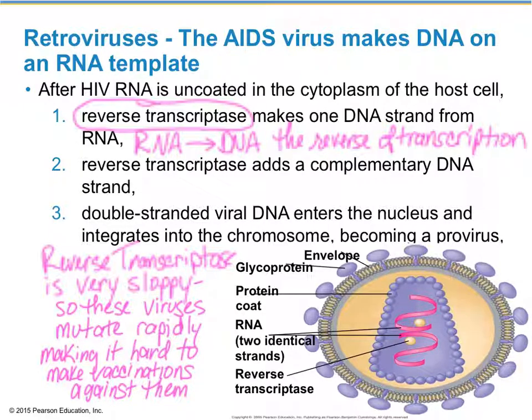Retroviruses are a specific type of RNA virus. Retroviruses have RNA as their genetic material, and they also carry an enzyme called reverse transcriptase. Reverse transcriptase is a great name because it's going from RNA to DNA, which is the reverse of transcription, if you'll remember. These retroviruses mutate frequently because reverse transcriptase is very sloppy. There's nothing to check and make sure that it's putting the right base into the right spot, so they mutate very rapidly.